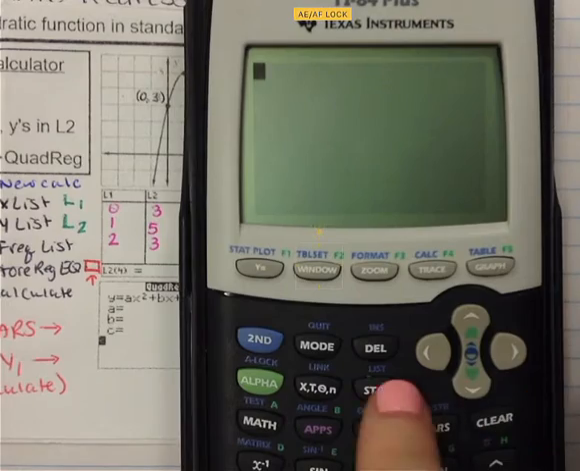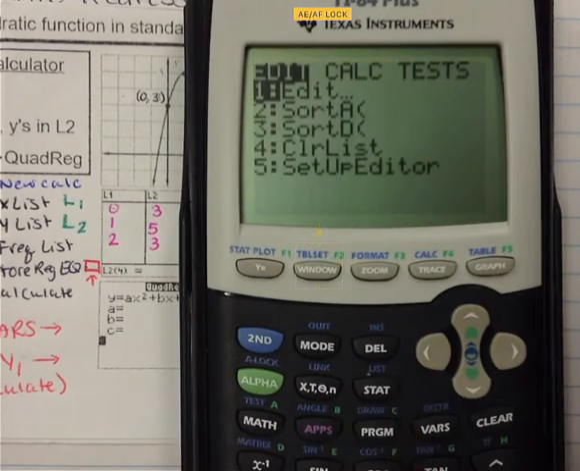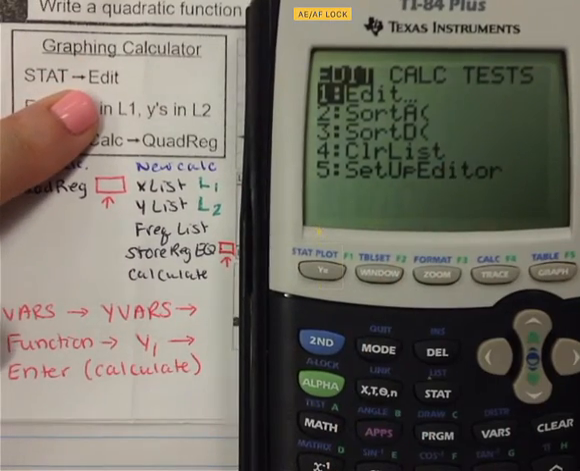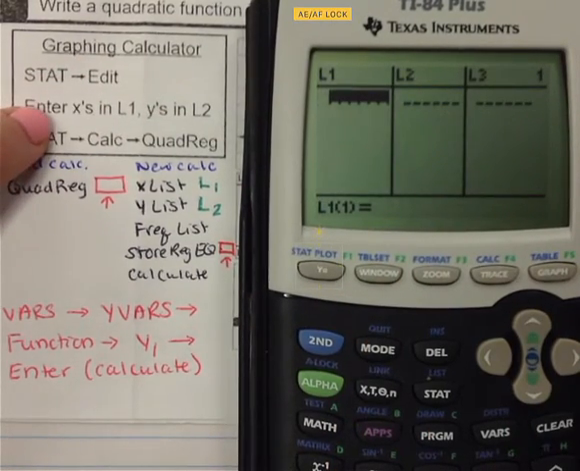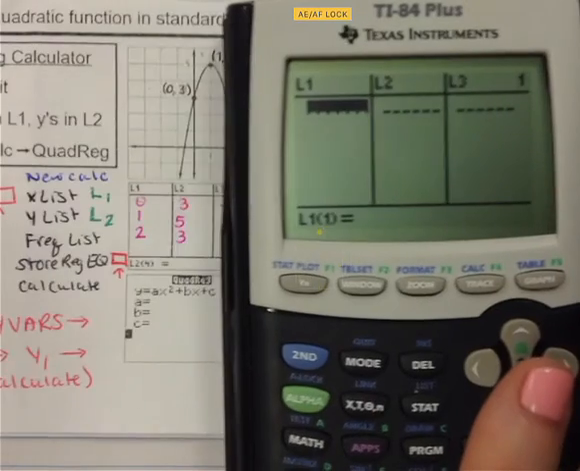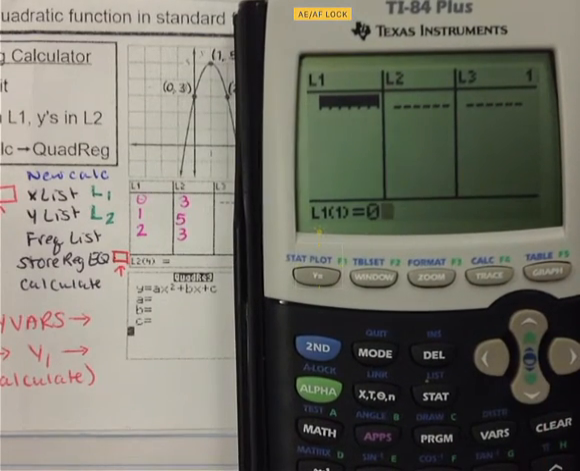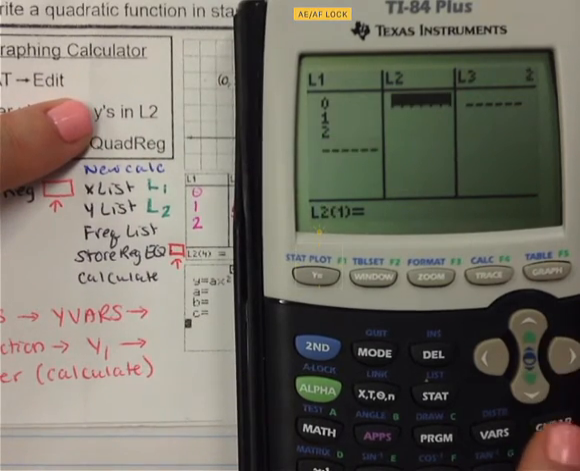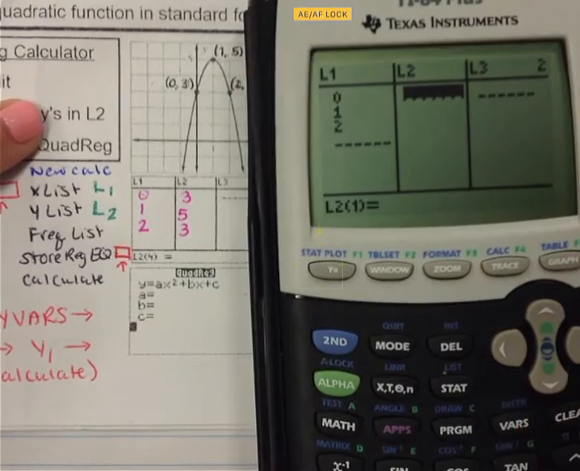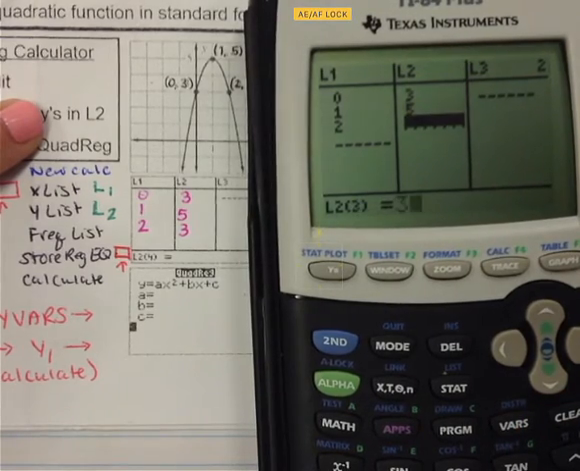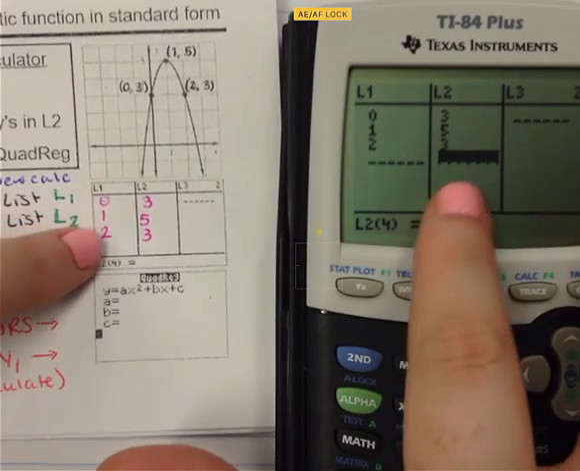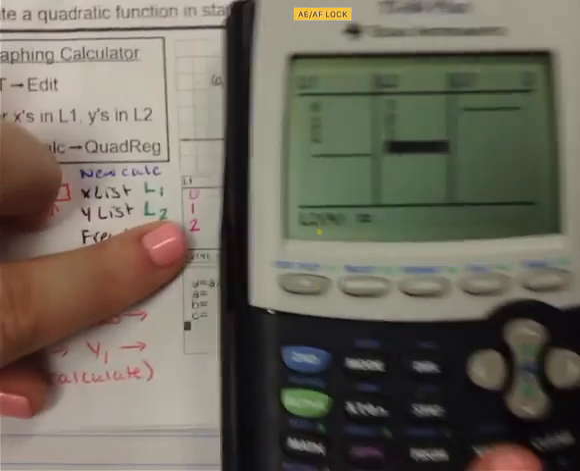So I'm still going to go to my stat key. I'm still going to press edit, because that's what it says up here, stat edit. I'm still going to put my x's in L1. So my x's were 0, 1, 2, so 0, enter, 1, enter, 2, enter. Then I'm going to put my y's in L2, so I'm going to press right and go to my y's, which are 3, enter, 5, enter, 3, enter. So now my screen looks just like this, so I can continue on.